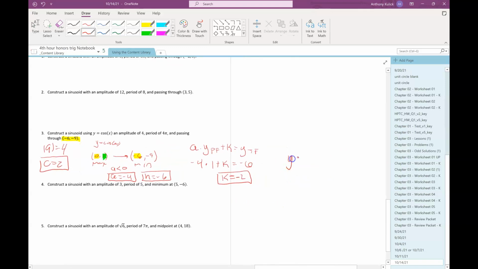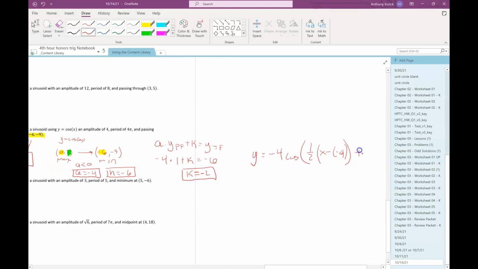So, nope, everything is done. So just y equals a times cosine of 1 over c times x minus h, plus k. And you could simplify that if you wanted to, but it's done. Yes. Yep.